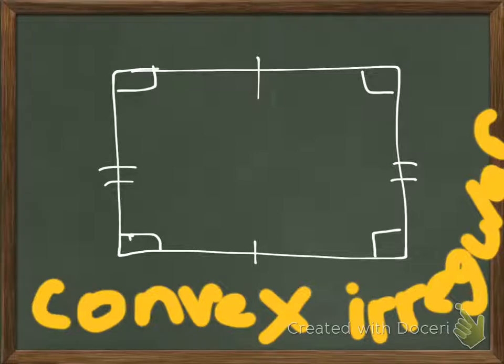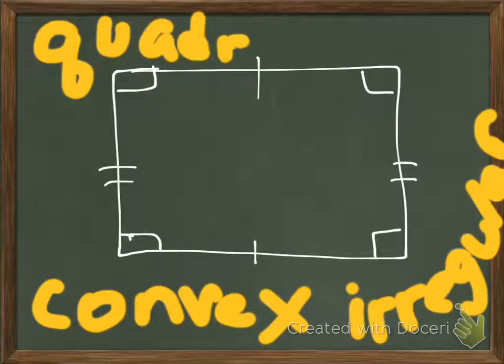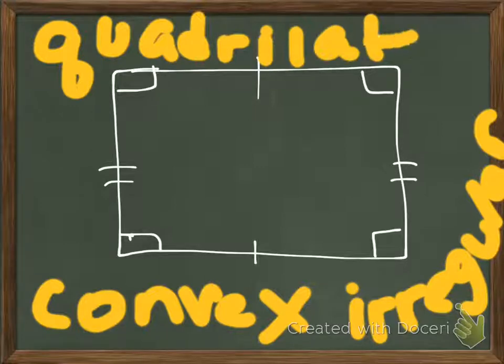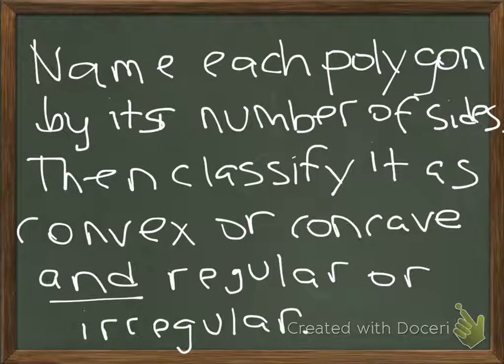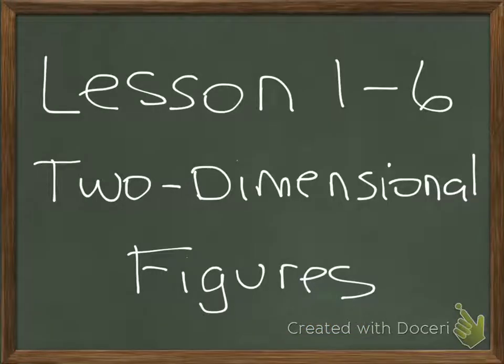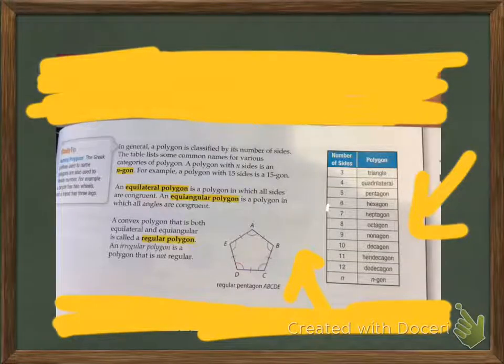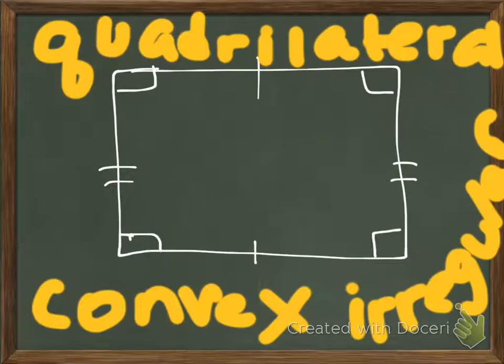And this has four sides, so we call it a quadrilateral, which is four sides. And if we look back at the table, here, you can see that four sides means quadrilateral. So this would be a convex, irregular, quadrilateral.